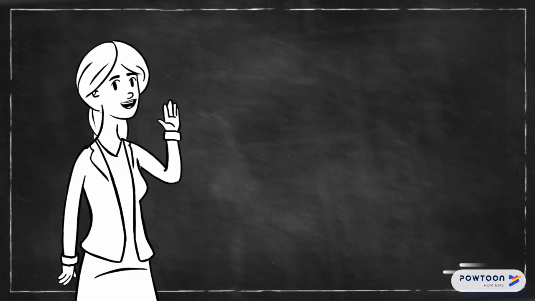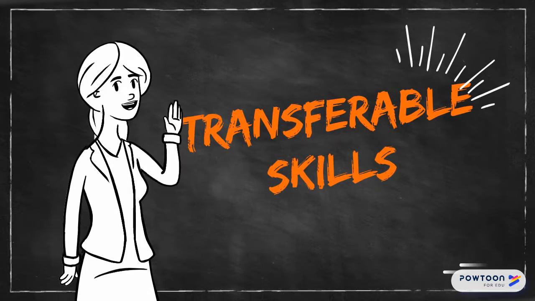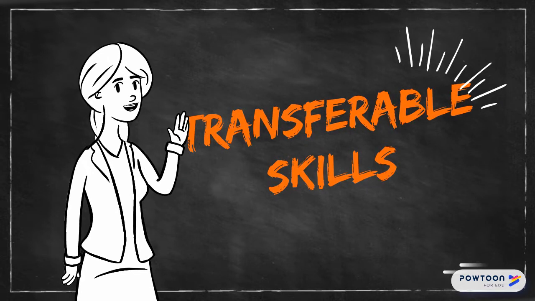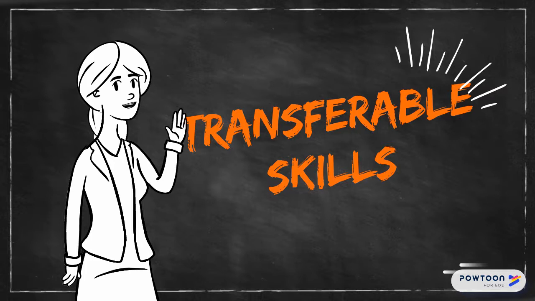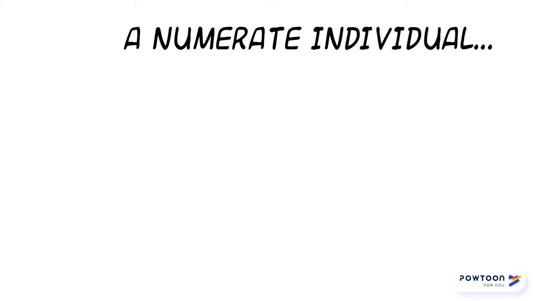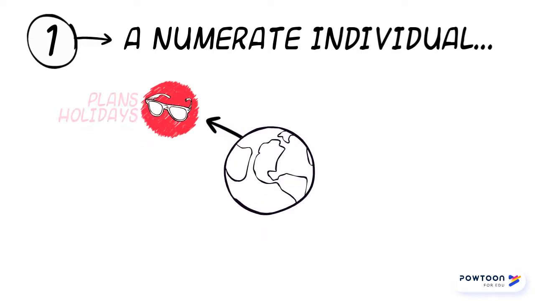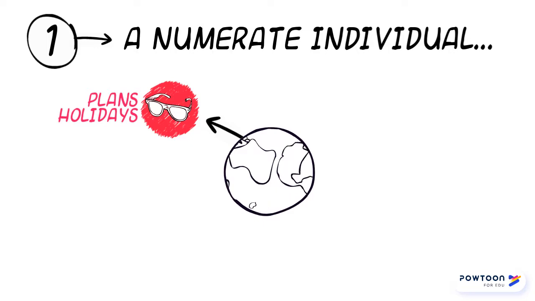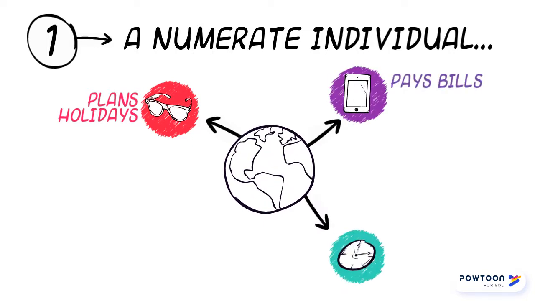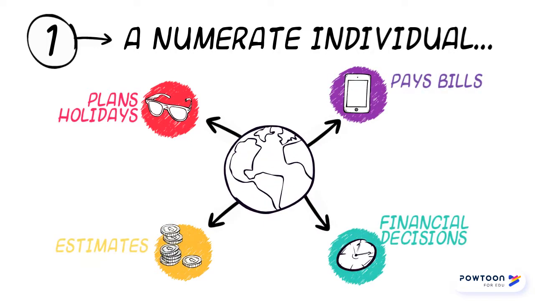These 6 elements can be seen beyond the mathematical framework, and it is a teacher's responsibility to exhibit to their students how their mathematical knowledge can be transferable in various settings, both internal and external to the classroom. For example, numeracy relates to the ability to interact with the world around us in a mathematical manner. Numerate individuals are able to then plan holidays, pay bills, make sound financial decisions, and make educated estimates in their daily life.